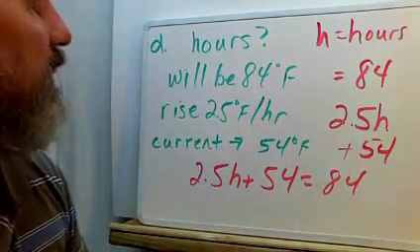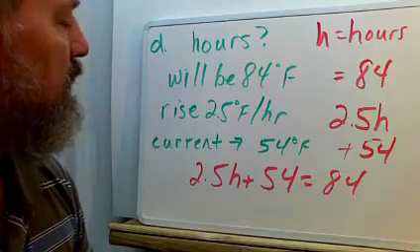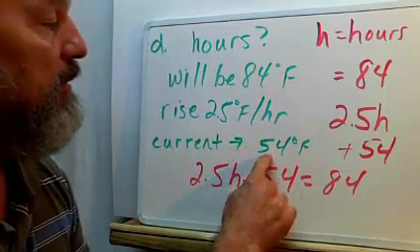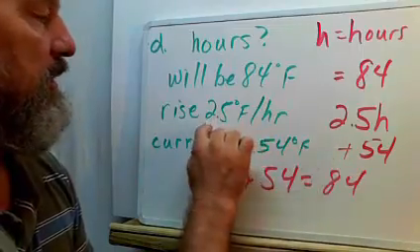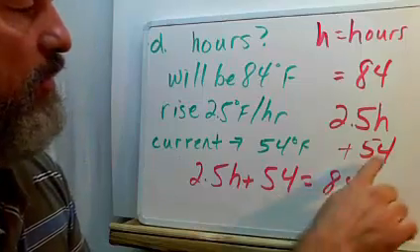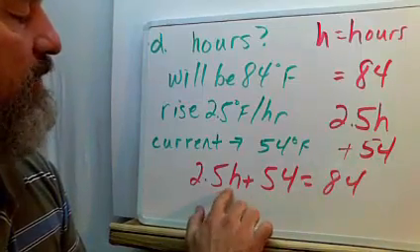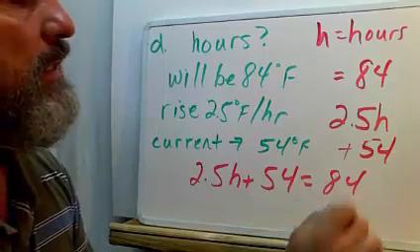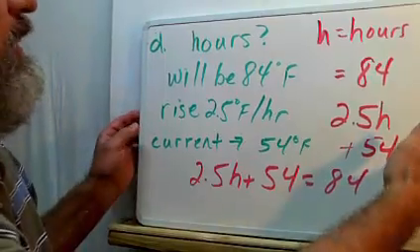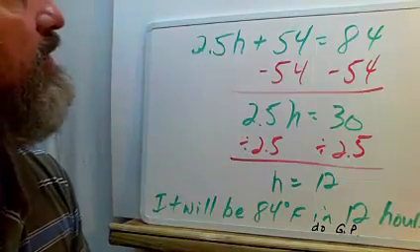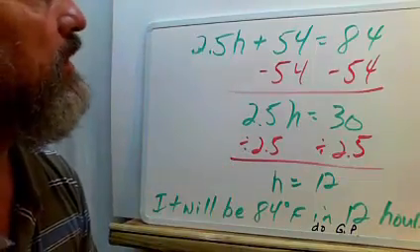And then the first thing they said was the current temperature is 54. So we're going to have the current temperature plus this change in temperature is going to give us this result. So we have 2.5 times the hours plus the starting temperature of 54 equals 84 degrees. And then of course we just need to solve that. So we've got 2.5h plus 54 equals 84.